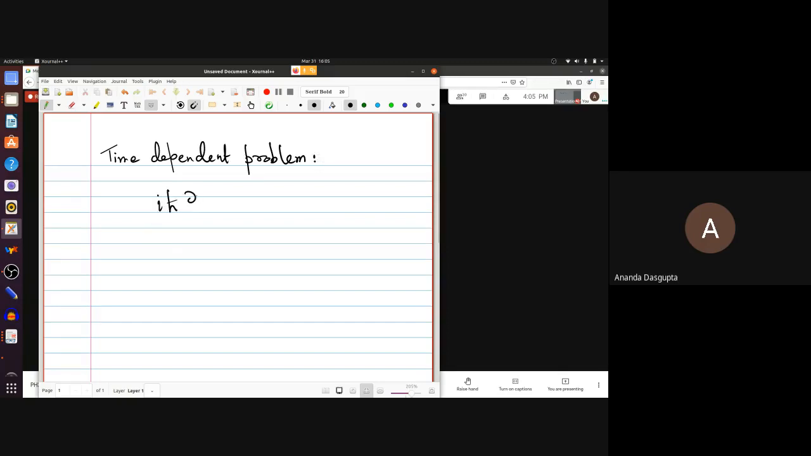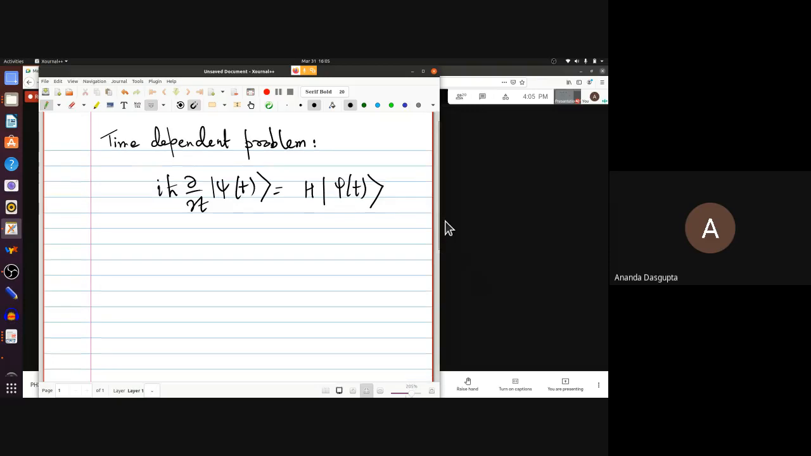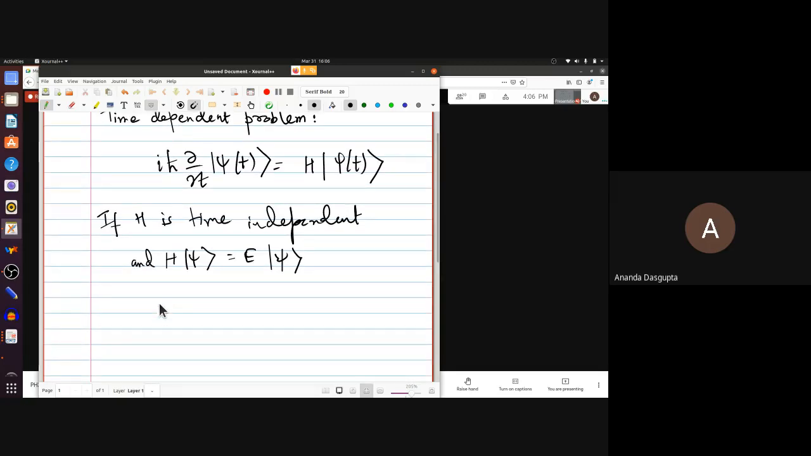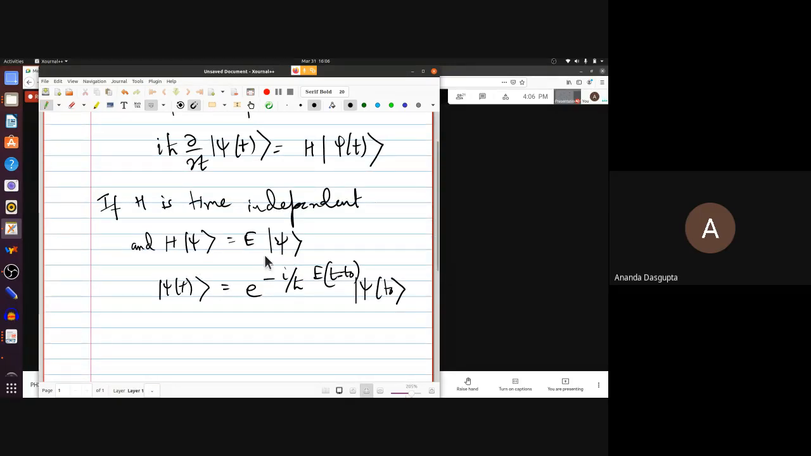Of course, all of you know that time dependence is governed by the so-called Schrodinger equation. This is the actual Schrodinger equation. And I'm pretty sure all of you have also seen that if H is time independent, and if H psi is E psi, that is, if psi happens to be an energy eigenstate, then psi of t is going to be e to the power minus i by h cross E (t minus t0) times psi at t0. So this is the special case if psi is an energy eigenstate.